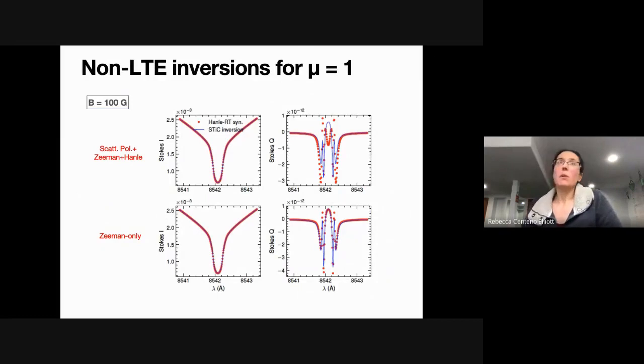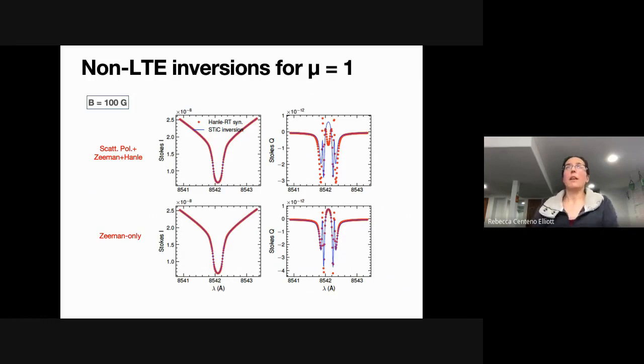First, I'm going to show you the results for the spectral line inversions for the viewing angle of disk center, for mu equal 1. This is because, as I said earlier, the signatures due to scattering polarization increase as we go to higher and higher viewing angles. The mu equals 1 case is the one where we're going to have smaller scattering polarization signatures. So what I'm showing you here is the best fit. Now the blue line is the spectrum generated by the STIC inversion code. It's the best fit that the STIC inversion code was able to obtain for the Hanle synthetic spectra.